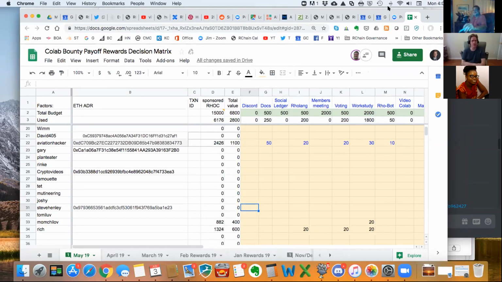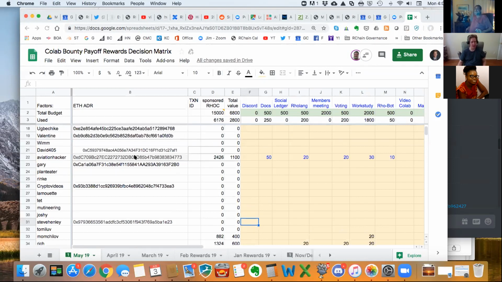So we have up on the screen the CoLab Bounty Payoff Rewards Decision Matrix. Those who are interested have added their wallet public address. Each person listed on the far left would put in the percentage that they feel they were able to contribute to the CoLab. This is for the month of May. Oh, so this is what they did contribute. Okay.